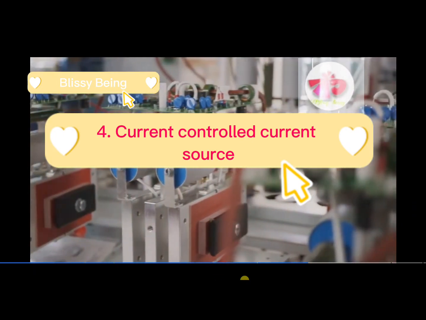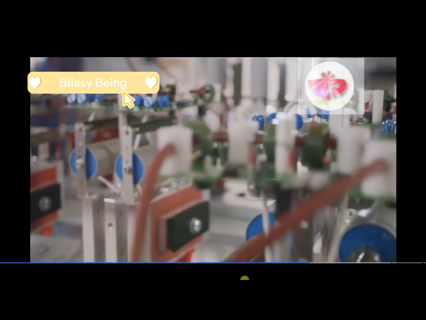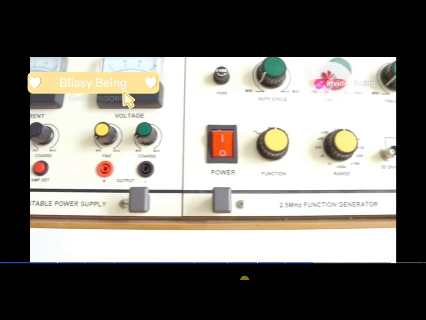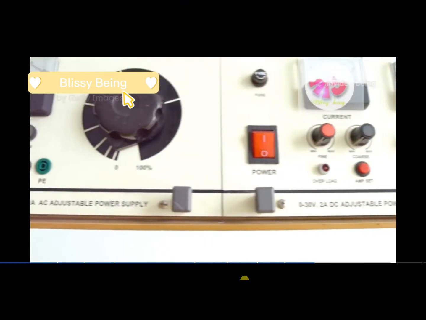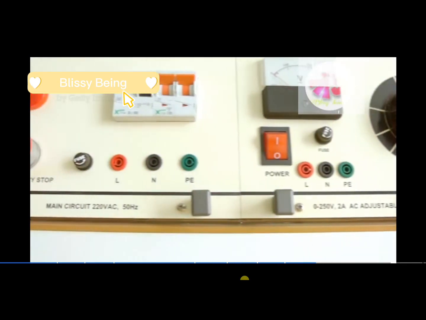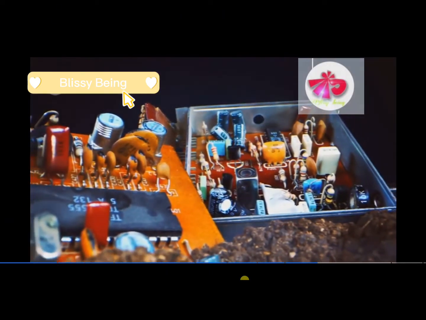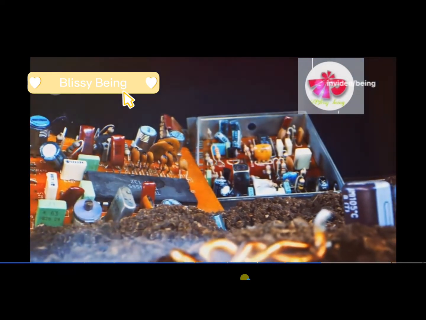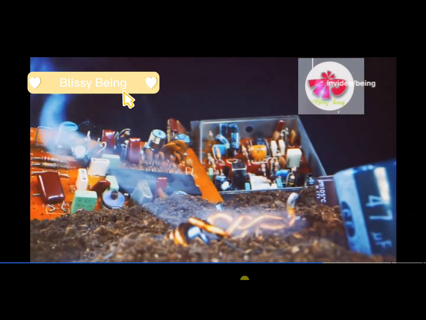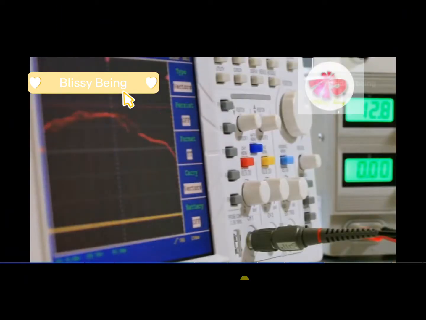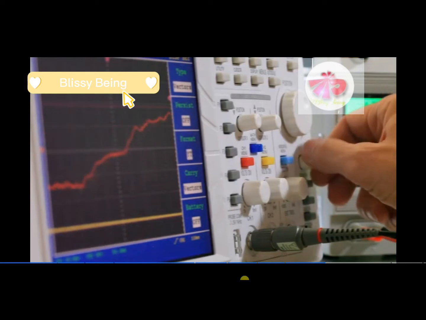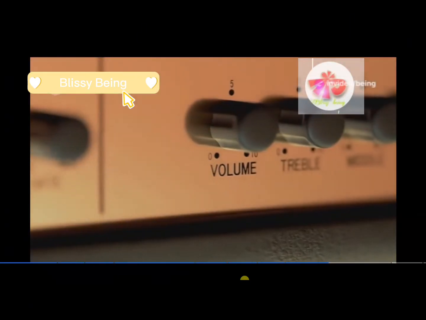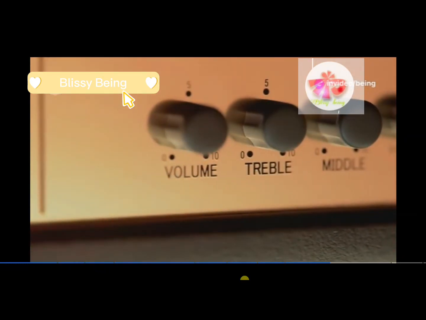These dependent sources might seem a bit complex at first, but they are essential for building more sophisticated circuits that can process signals, amplify power, and perform complex functions. By mastering the use of these sources, engineers can create circuits that are not only more efficient but also more capable of handling a wide range of tasks, from simple amplification to complex signal processing. Understanding and utilizing dependent sources is a fundamental skill for any aspiring electrical engineer, opening doors to innovative and advanced circuit designs.